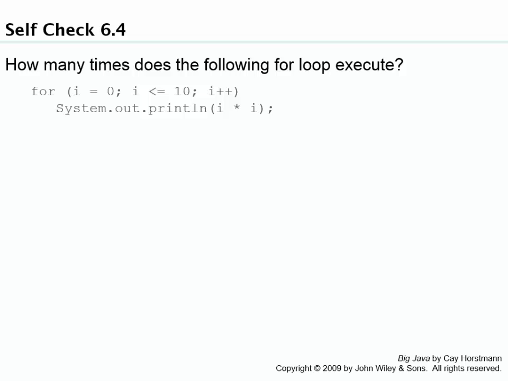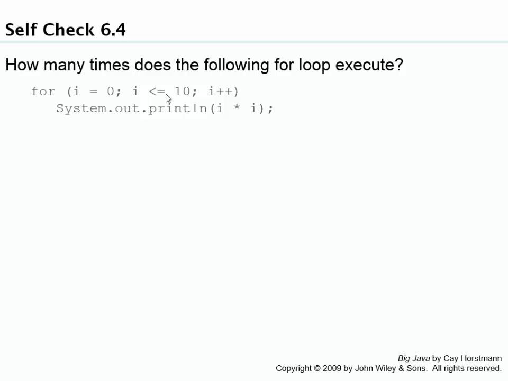That's the value of I, right? So you start out with I equaling 0, and then you print out I times I, which is 0. So you go through this loop 11 times. Now if we were to take away the equals and just make it less than in the condition that has the control variable in it right here, if we just took away that equal sign, then it would only happen 10 times.